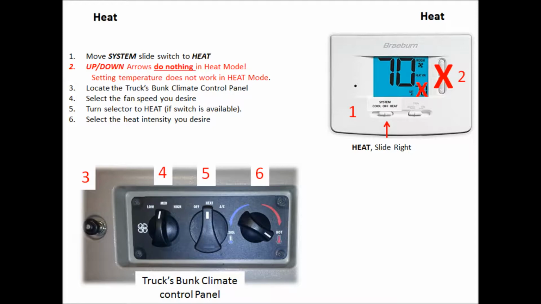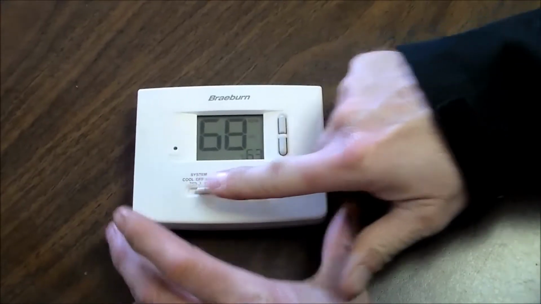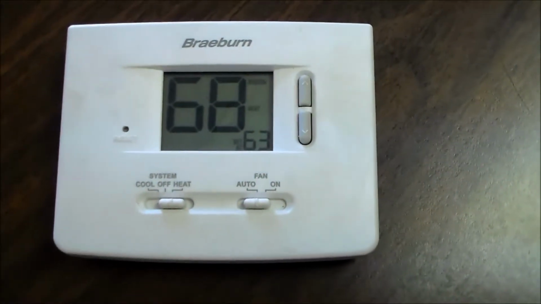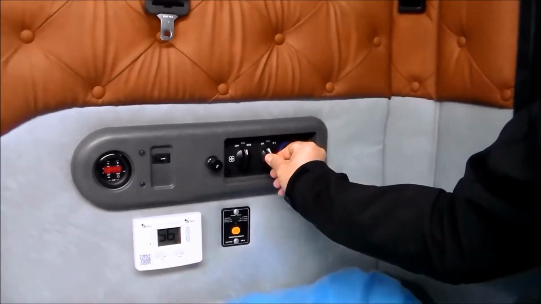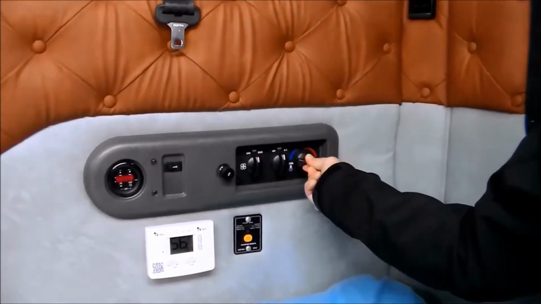Use your truck's bunk fan control, heat control, and function control panel to control the heat in the bunk. Use the thermostat to turn the heater on, and then move to your bunk control panel to control the heat intensity and to control the fan speed.